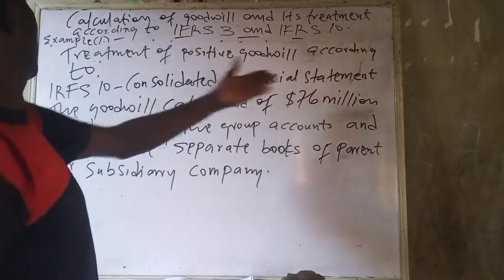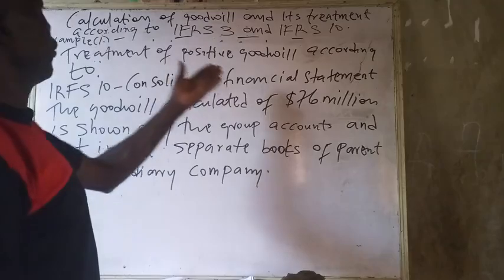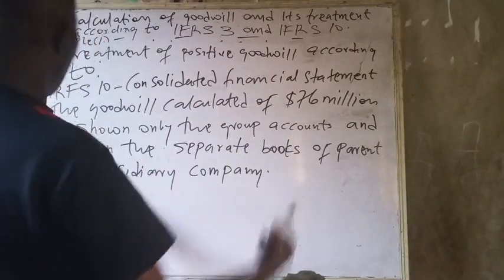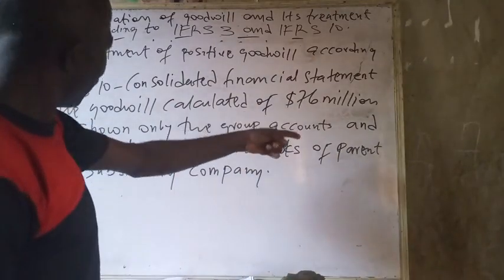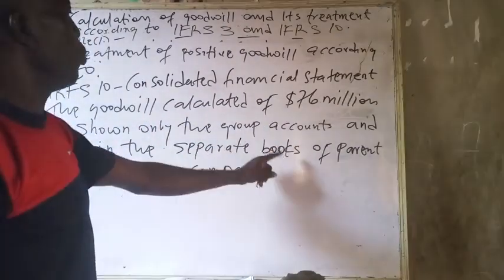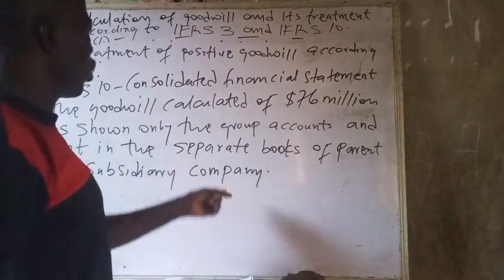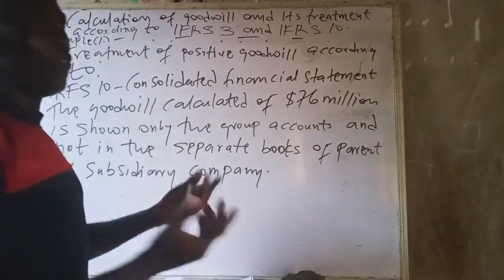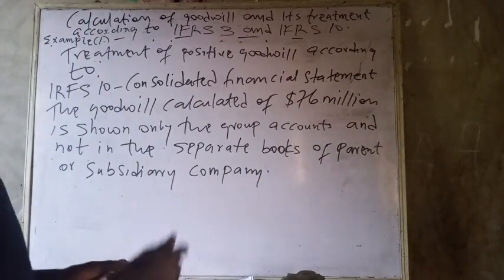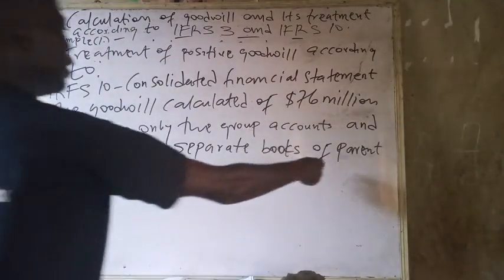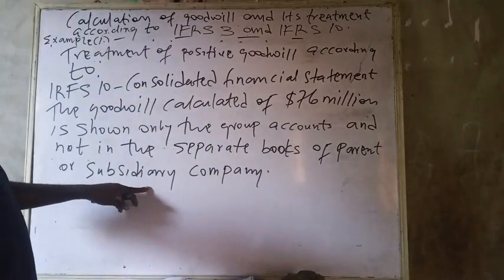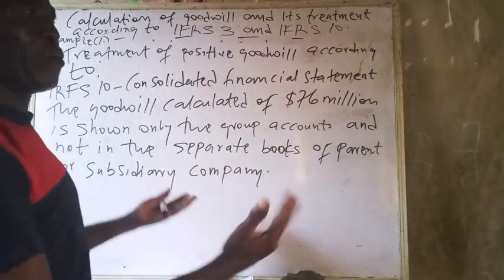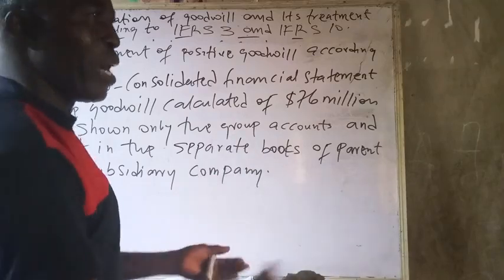Treatment of positive goodwill according to IFRS 10 Consolidated Financial Statements. The goodwill calculated of $76 million, which I've calculated, is shown only in the group account and not in the separate books of parent or subsidiary company. That is how it's treated under Consolidated Financial Statements, which I've explained. It's not going to be in the parent company, nor the subsidiary company. It's going to be in the group account. That is a single account that was prepared after they have combined.